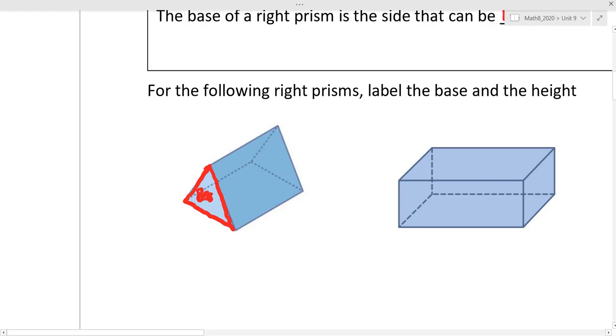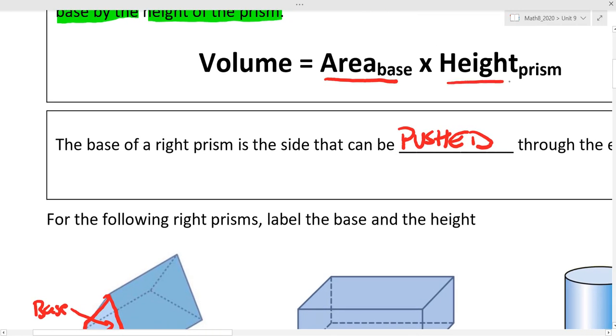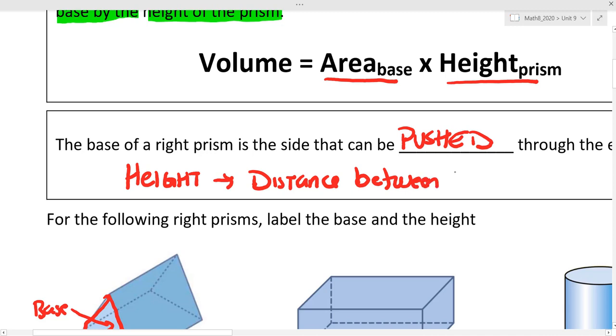Base. Oh, that's messy. So the volume is the area of the base times the height of the prism. Now the height of a prism is the distance between the 2 bases. Height is the distance between the 2 bases on the prism.